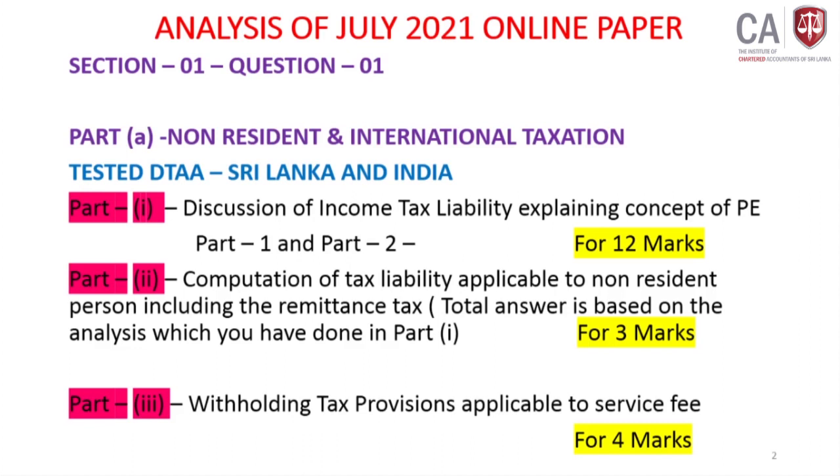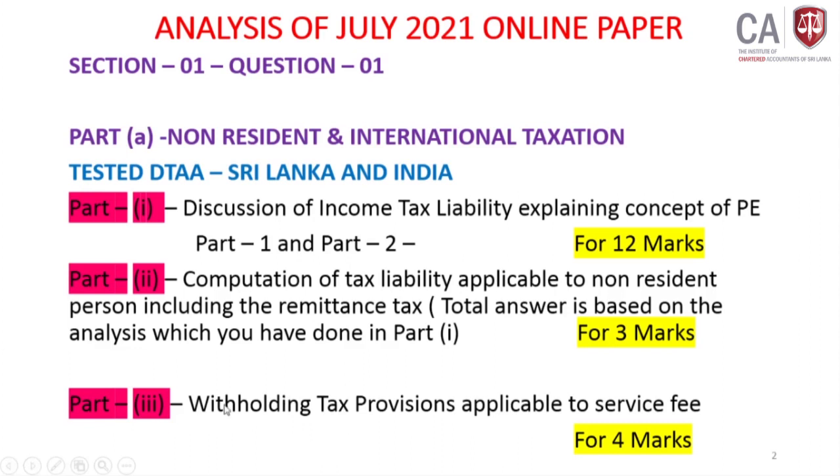Based on the analysis which you have done in part Roman 1, you have to finalize your answer. That's only for 3 marks. The entire calculation is based on the analysis you do in part Roman 1, with reference to the permanent establishment or not.